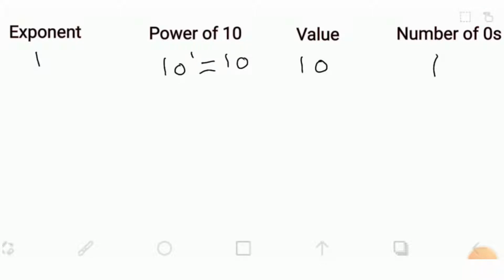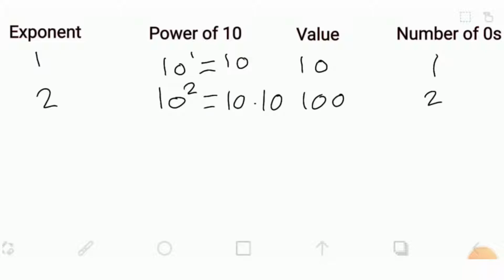If the exponent was 2, the power of 10 will be 10 to the power of 2, equals 10 times 10, where the value will become 100. And the number of zeros would be 2. I think you get the pattern, so I'll just do a few more examples.